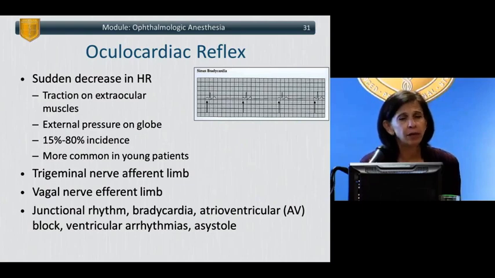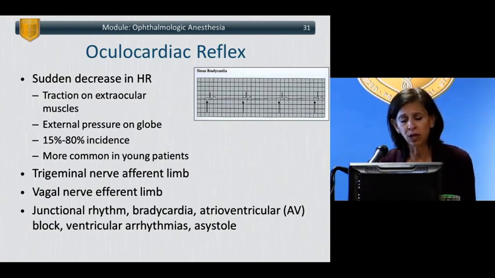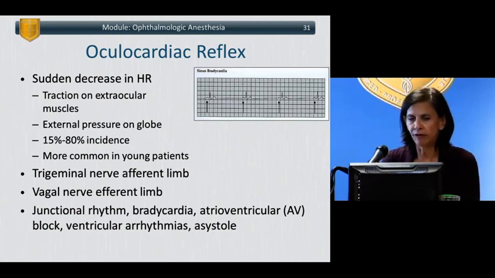Don't ask me why they would do this, but they do. They torture you on the boards. They are known to ask what the afferent and efferent limbs are. So it's the ophthalmic branch of the trigeminal that is the afferent. The efferent is the vagal. It's a little easier to remember the vagal because the vagal is bradycardia, and that's what it causes. And vagal goes to the heart, right? But the ophthalmic branch of the trigeminal, you just need to know where those cranial nerves are.